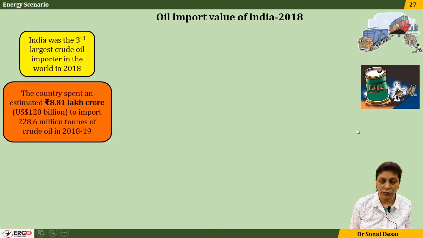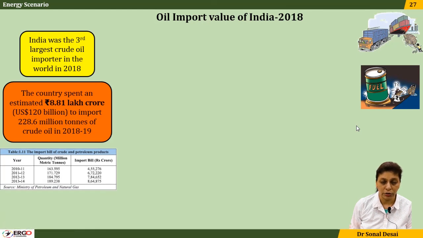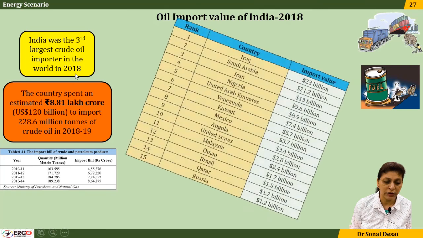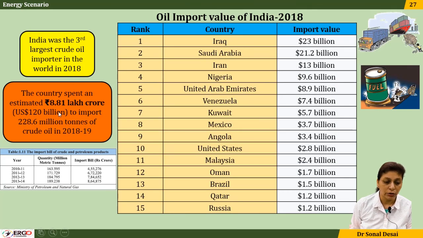As we know that our production capacity is very low, hence we have to rely on imports and exports, and those statistics are shown over here. India is the third largest crude oil importer, and we spend roughly 8.81 lakh crore per year to import this, and we are importing from these countries. Different countries have different import bills, and that has been shown over here.